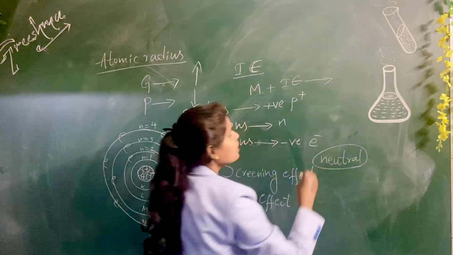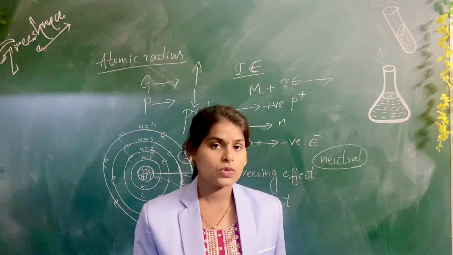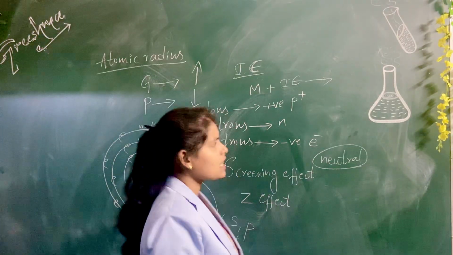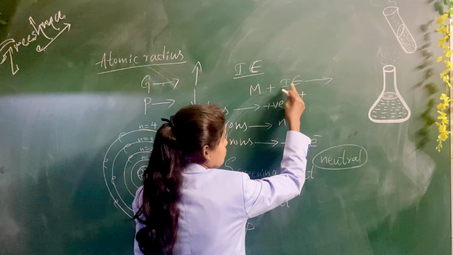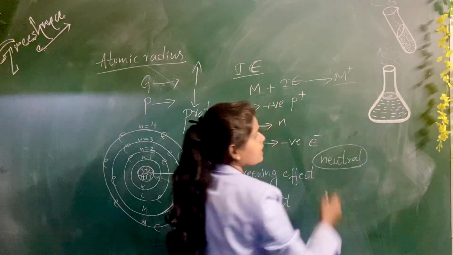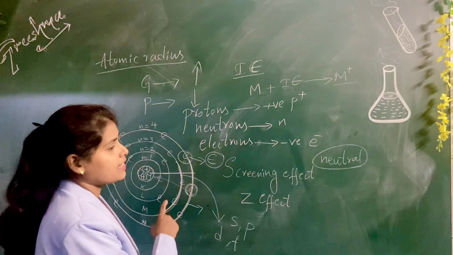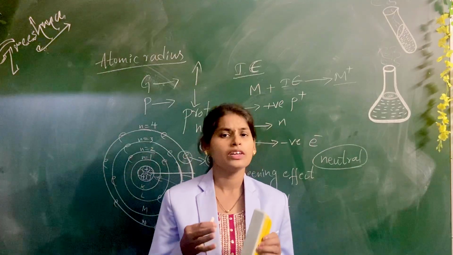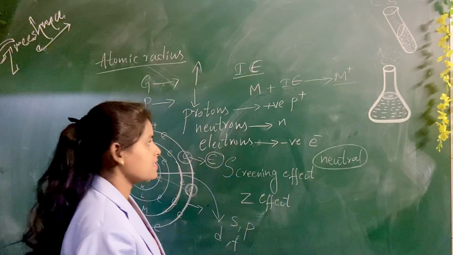You already know that removing one electron from the metal will give a positive charge, while gaining one electron will give the metal one negative charge. Since I am removing one electron from the metal by applying the energy called ionization enthalpy, the metal will become M plus. M plus indicates there is one loss of electron. This is called ionization enthalpy: the amount of energy required to remove the outermost shell electron from a neutral gaseous atom.